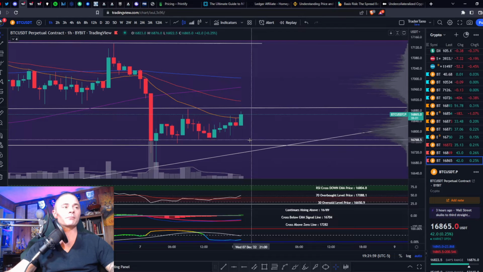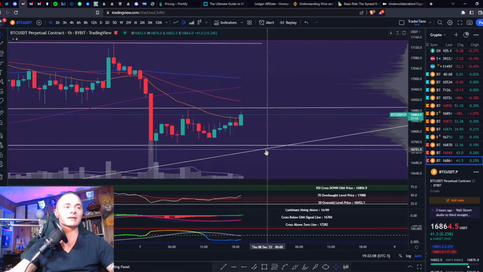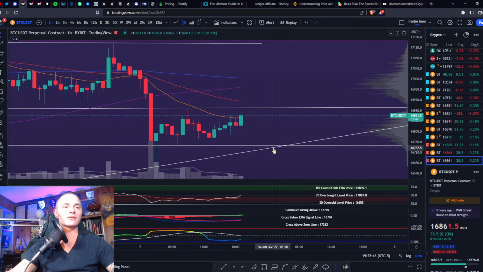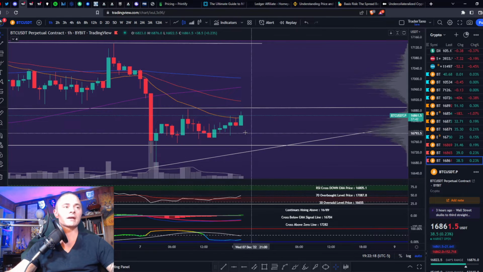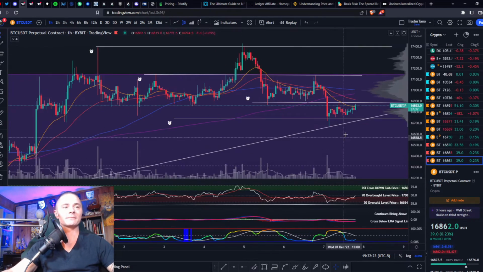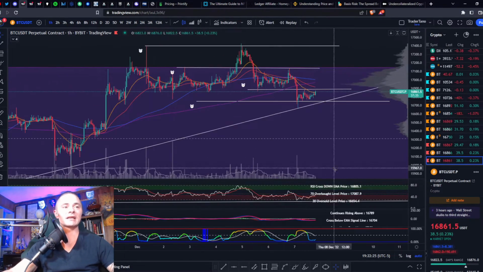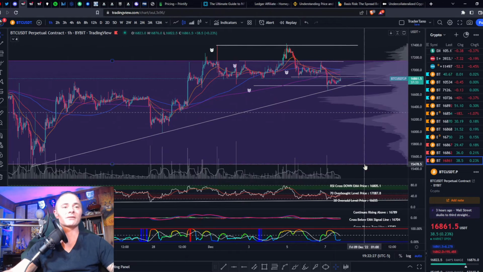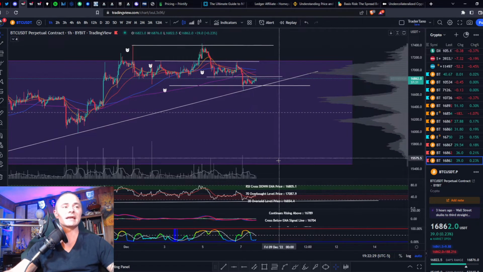Now, if we break this last low at the 16,762 region, I do expect this to come down to this trend line at about 16,730 to 16,735. Okay? Now, if we break this trend line, I expect this to come all the way back down to 15,500 at the bottom of this range.